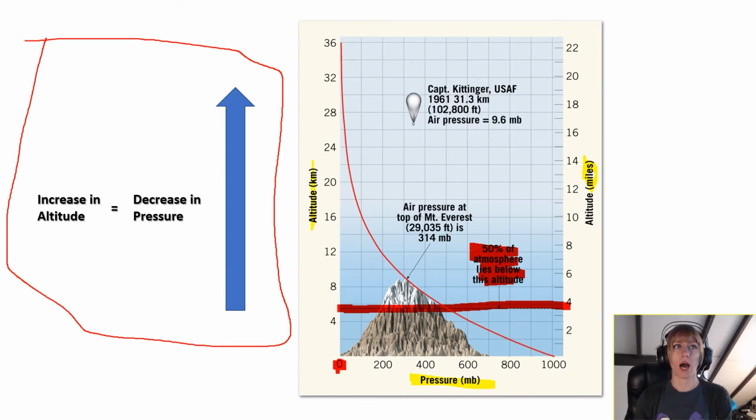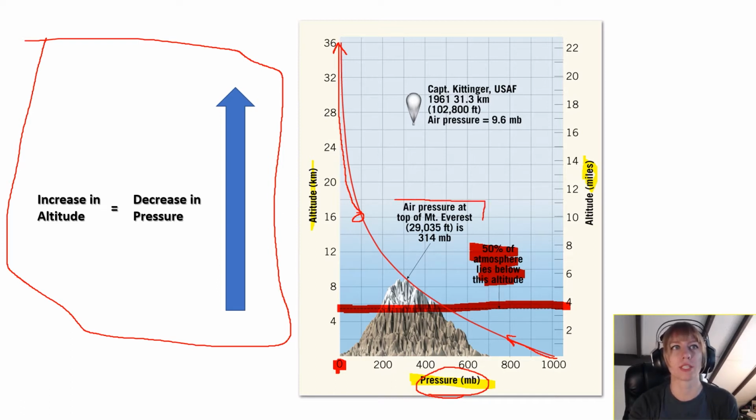Okay, and so we're going to see this curve in pressure. As we go up in altitude, we start out with a curve, and then when we get about 16 kilometers or about 10 miles up, it really just starts to go straight at 0, where we have 0 pressure.